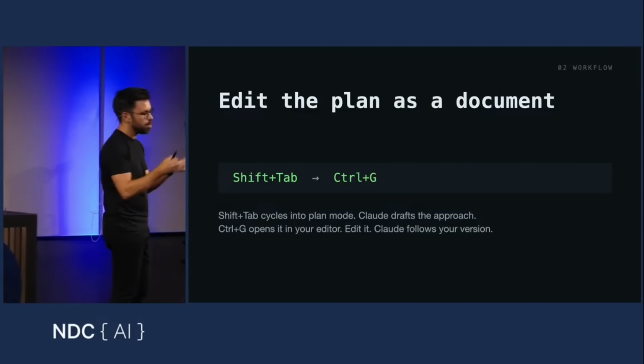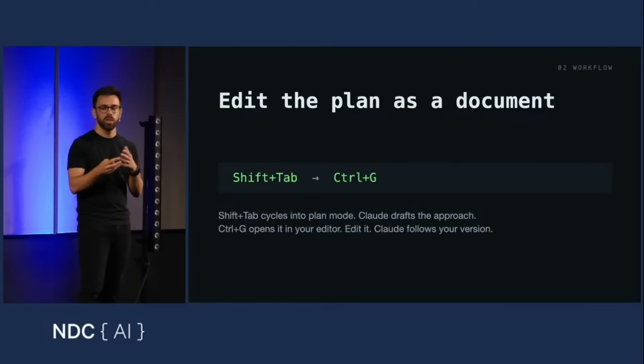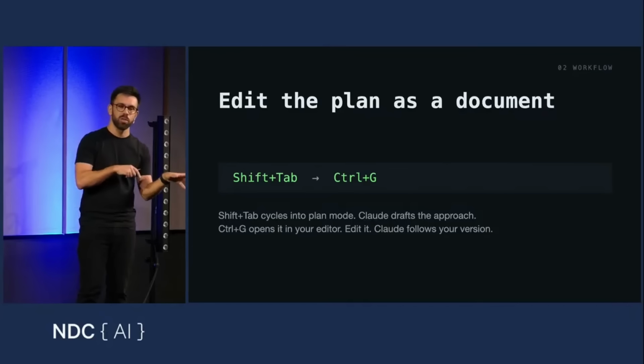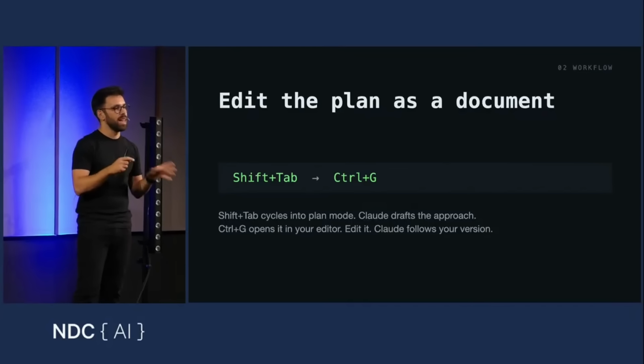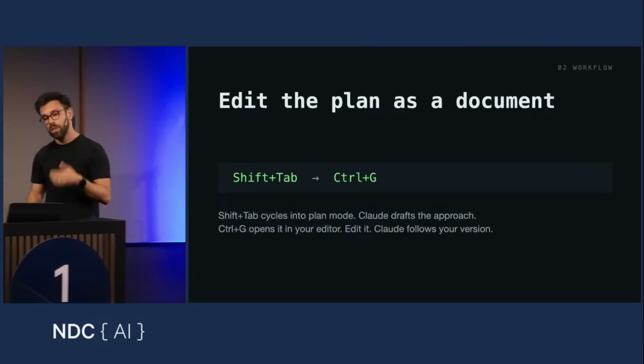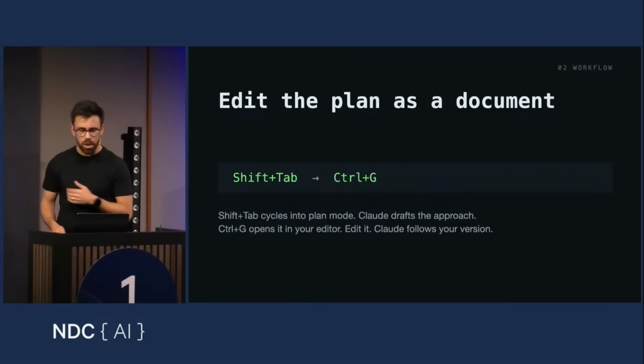So do that. See the plan. If you find one or two lines that you don't like in the strategy, instead of prompting again, just go there, Ctrl-G, open the markdown, edit one or two things, save it, and keep going. Okay? You save time, you save tokens, you save your sanity as well.